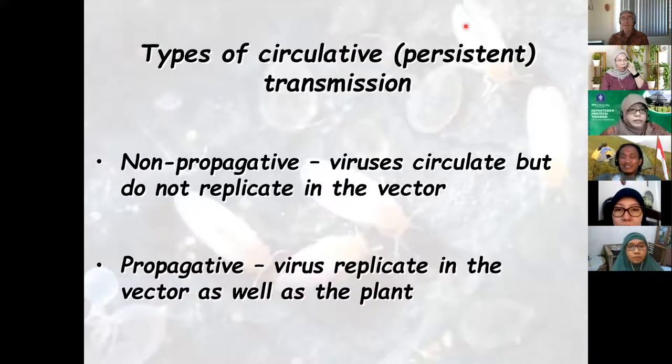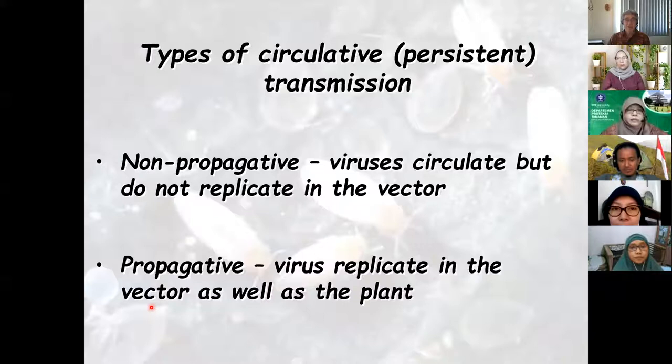The other main type of transmission is circulative or persistent transmission. This is called circulative because the virus circulates through the vector's body, and called persistent because it lasts a long time, not minutes or hours, but days or weeks in the vector. Most of the time, the virus is just circulating and it doesn't infect the vector. So they do not replicate in the vector.